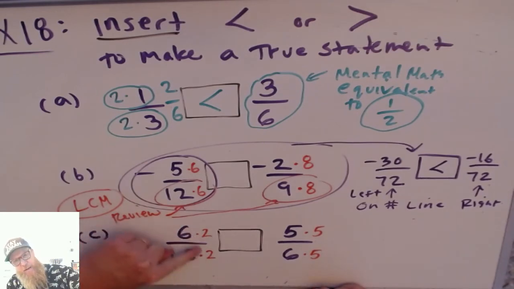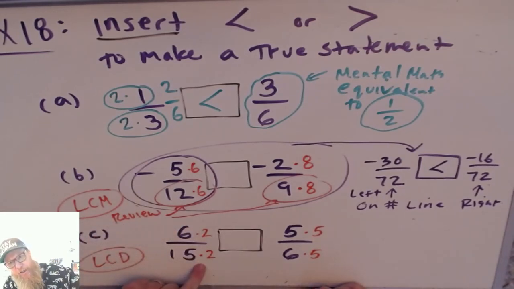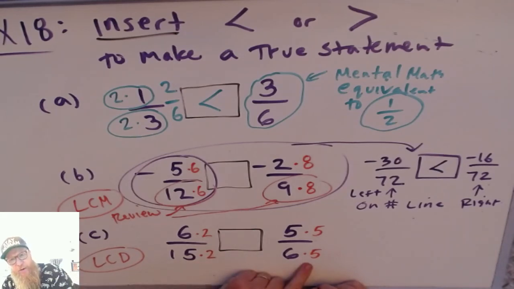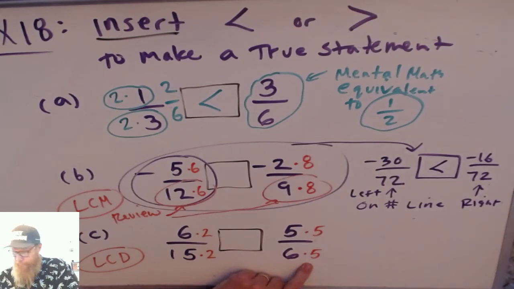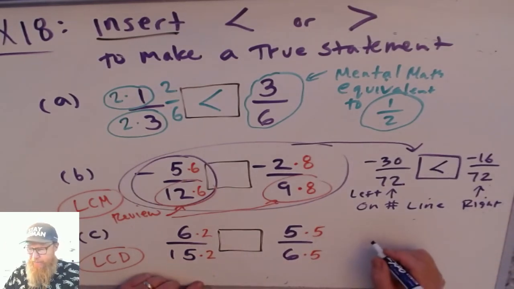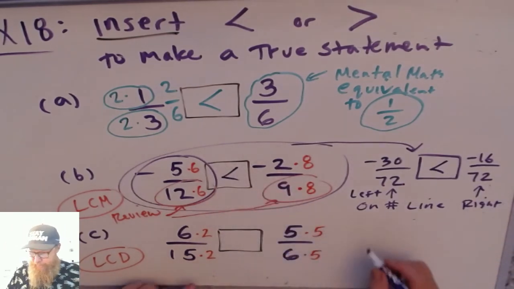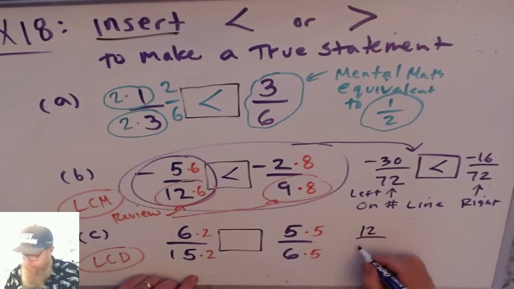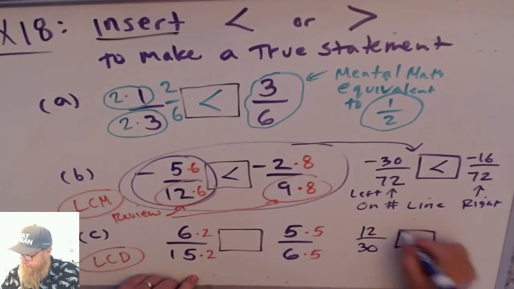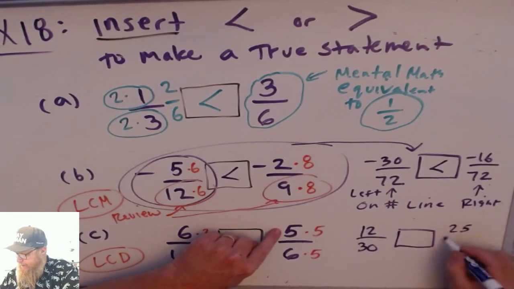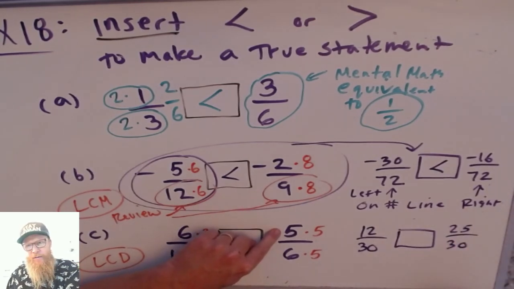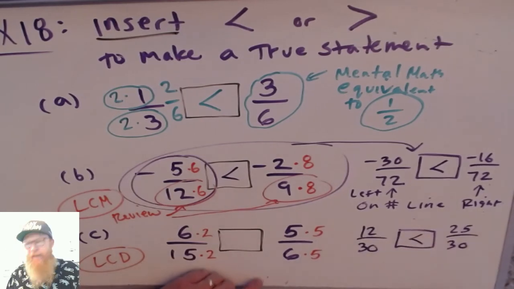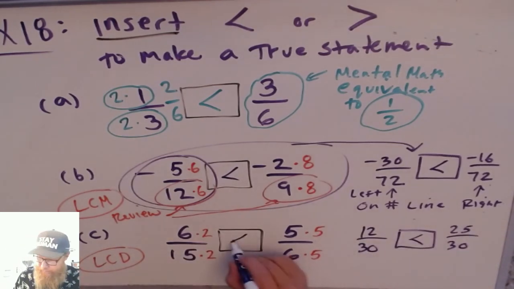So in order to make this one 30, I have to multiply by 2. And in order to make this one 30, I have to multiply by 5. So now I've got 12 thirtieths and 25 thirtieths. And this one is greater, 25 thirtieths.